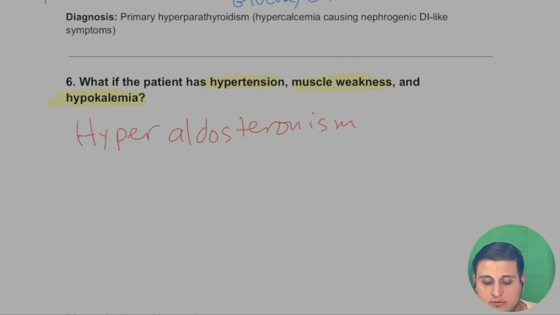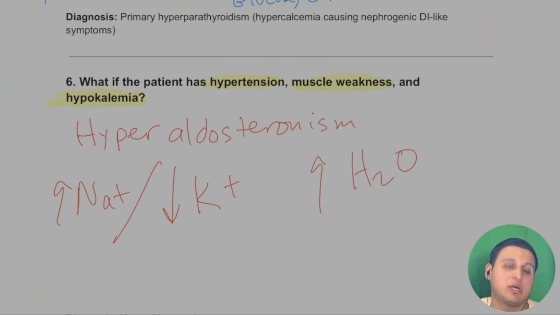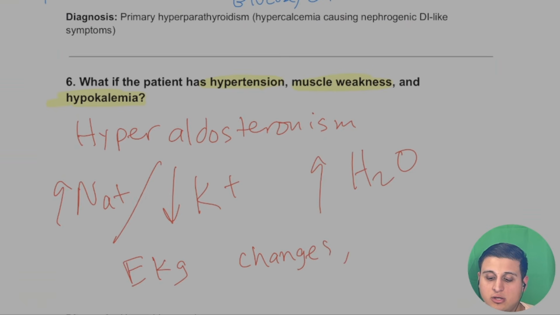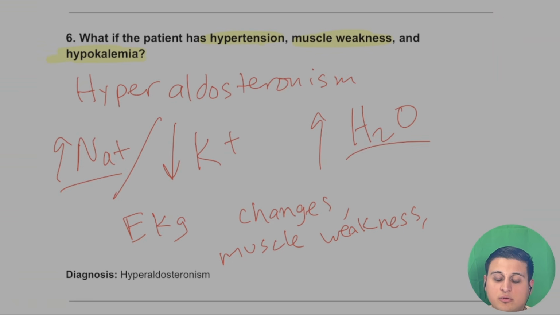So hyperaldosteronism, aldosterone, again, the mechanism, we're trying to retain sodium in order to get rid of potassium. Sodium is going to bring water with it, so we're going to retain a lot of water when we do that. And in this case, if we drop our potassium low enough, you're going to have EKG changes, right? Possibly get an arrhythmia eventually. You're going to have muscle weakness. And then you're also going to have issues with hypertension because you're retaining so much sodium and water.